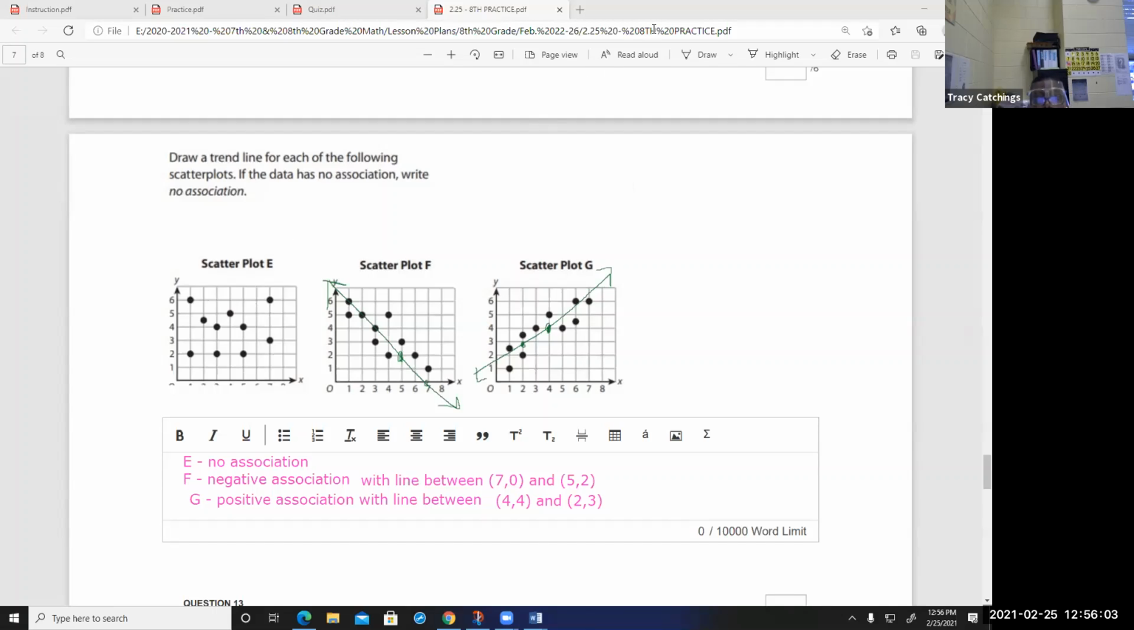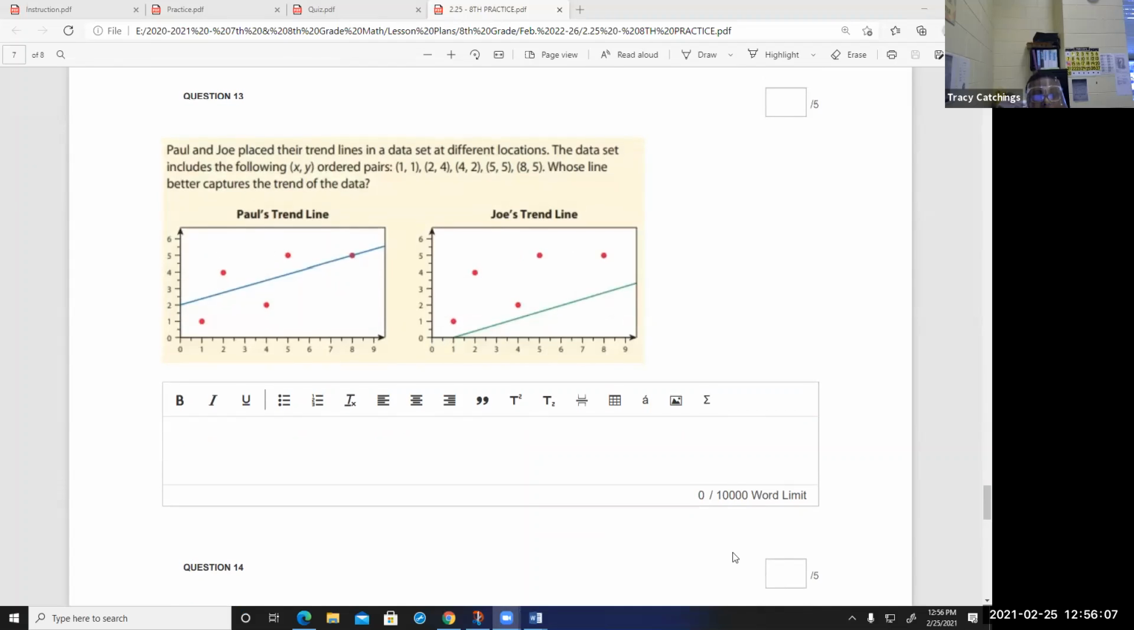Y'all got it? All right, 13. Paul and Joe place the trend lines in a data set at different locations. The data set includes the following X, Y ordered pairs: 1, 1, 2, 4, 4, 2, 5, 5, 8, 5. Whose line better captures the trend for the data?